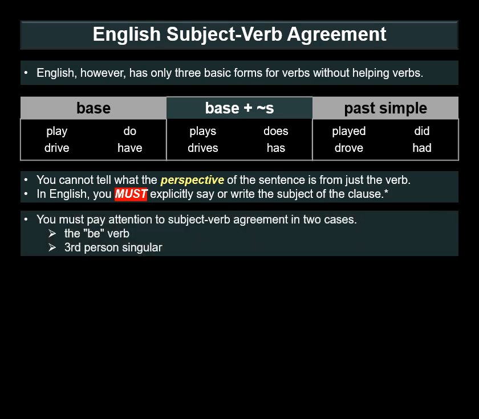You have to pay attention to subject-verb agreement in two cases. The first is the be verb. The second is third person singular.